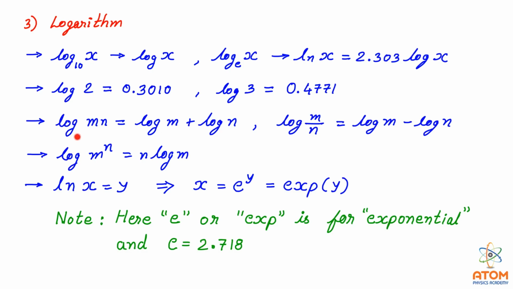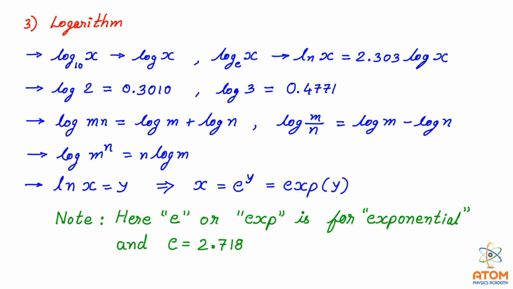Means ln of mn will be ln of m plus ln of n. The same way ln of m by n will be ln of m minus ln of n. One more equation, log of m raised to n will be equal to n into log of m. The same equation is true for ln also. That means ln of m raised to n will be equal to n ln of m.